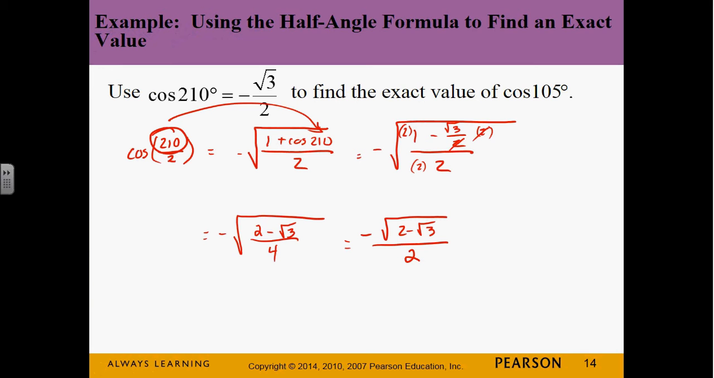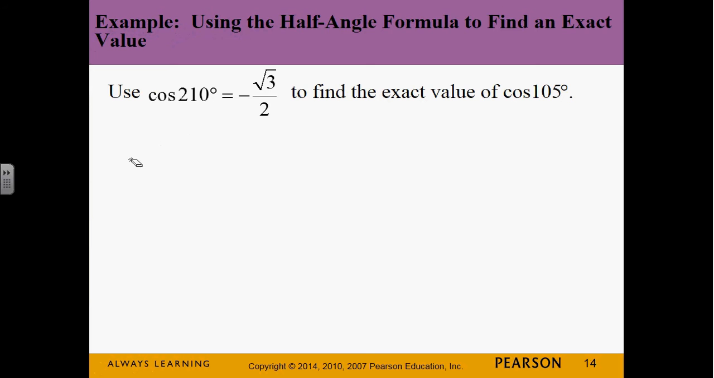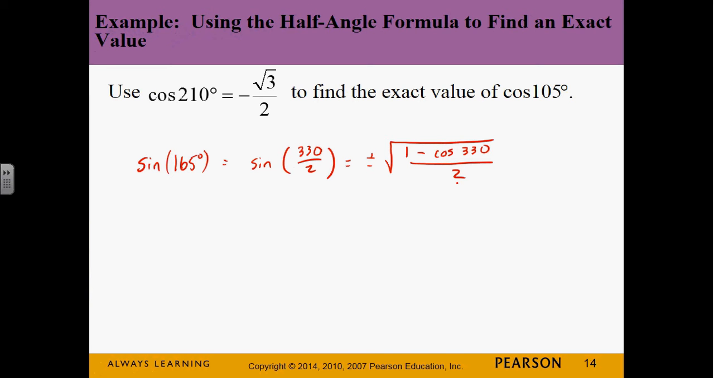Sine of 165 degrees? All right, so you're talking about sine of 165. Okay, so what is 165 times 2? 330. So you're looking at sine of 330 divided by 2. Right? So we know that we're going to rewrite this as plus or minus the square root of 1 minus cosine of 330 over 2, because the sine formula has 1 minus.